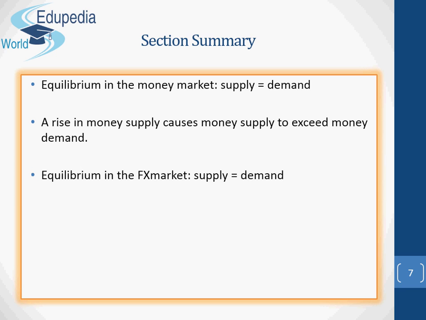Equilibrium in the foreign exchange market is where the demand and supply of the currency are equal. A rise in money supply causes interest rates to fall. The rise in money supply plus the fall in interest rates causes an increased supply of domestic currency to come onto the foreign exchange market and a reduced demand for the domestic currency. This causes the exchange rate to depreciate.